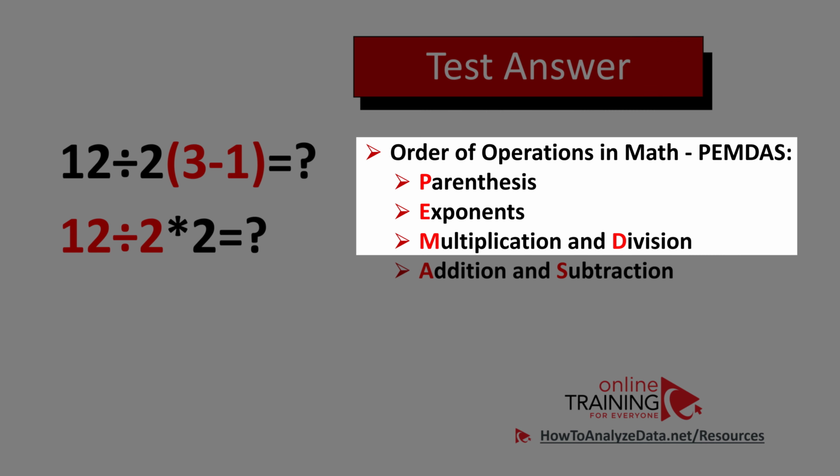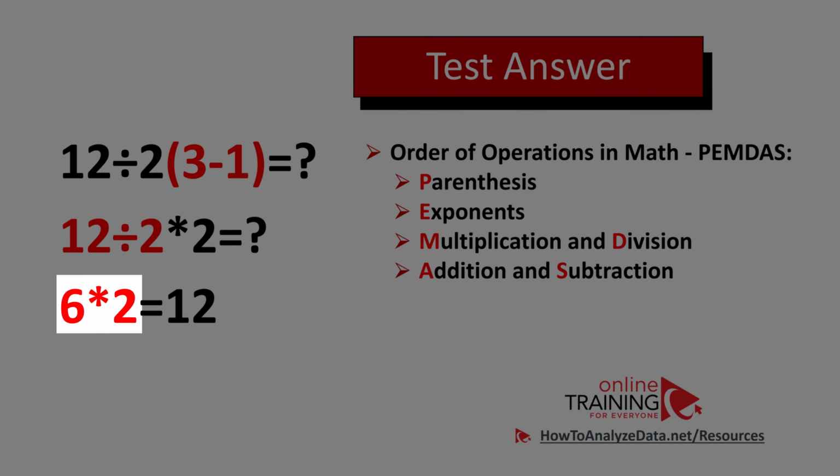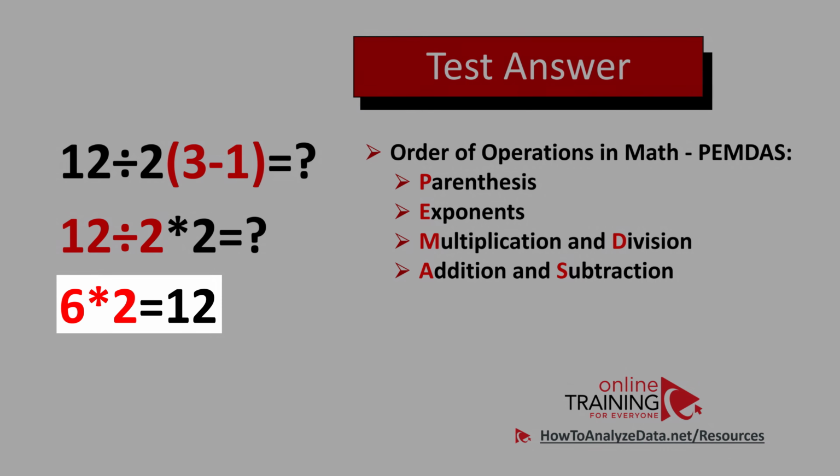And what's interesting, the acronym itself is a little bit confusing, because it shows multiplication first and then division. But in our case, we need to do division first and divide 12 by 2, and then do multiplication. Once we divide 12 by 2, we get 6, and the final expression we need to solve would be 6 multiplied by 2. So the correct answer here is 12.